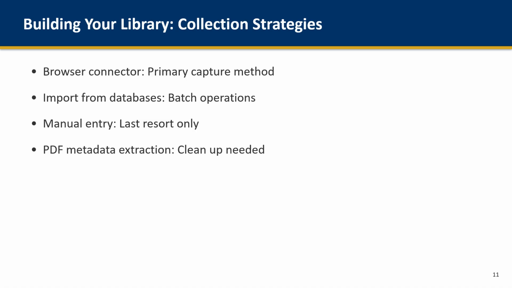PDF metadata extraction can save time when you have existing PDFs without citation records. All major reference managers can attempt to extract metadata from PDFs. However, this extraction is imperfect. Always verify extracted metadata against the original source, as errors in author names, publication years, or journal titles are common. Clean metadata now prevents citation errors later.